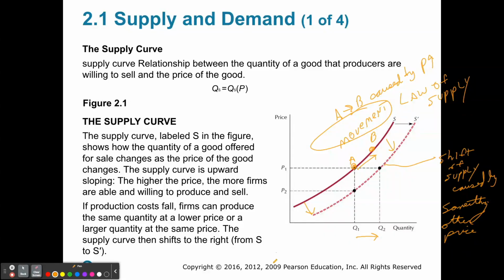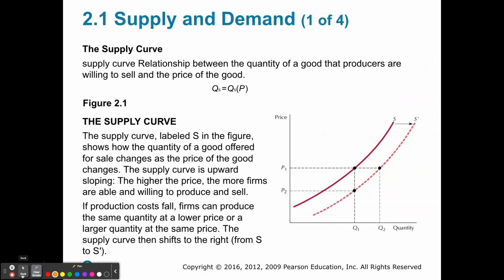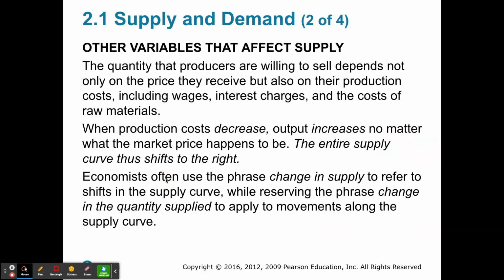Well, there would be something like here, where, for instance, we change the production costs, we change technology, we change expectations of future prices, we change one of the other variables that affect the supply curve, other than the price itself.